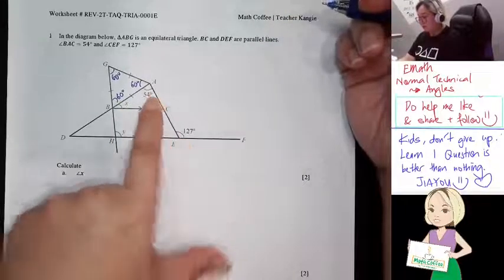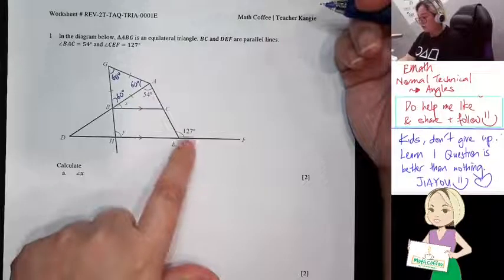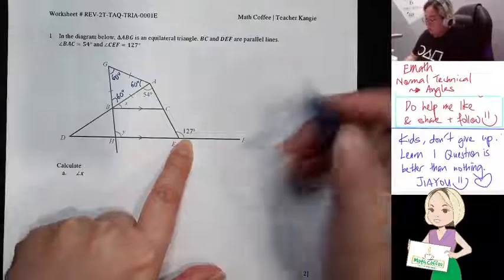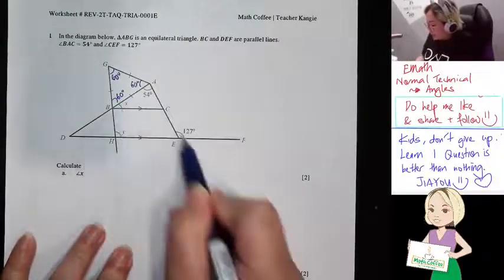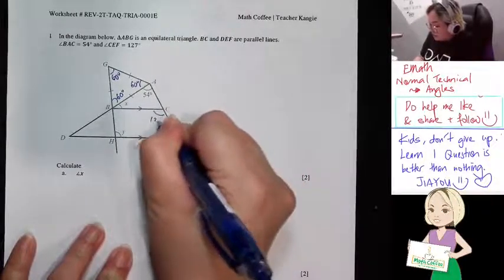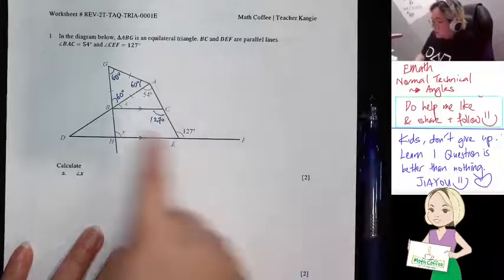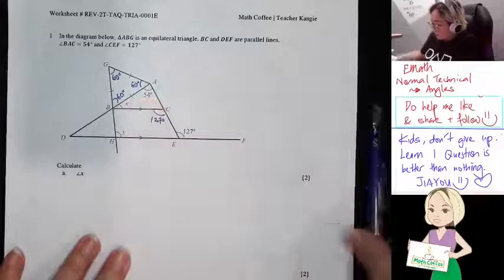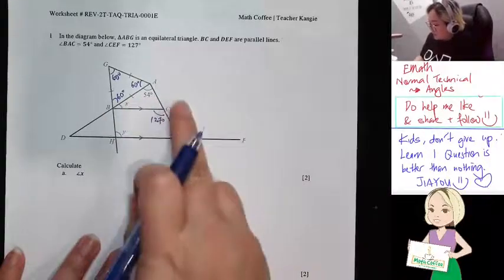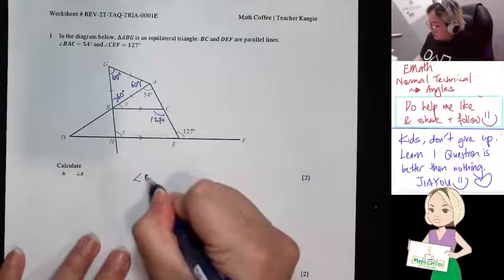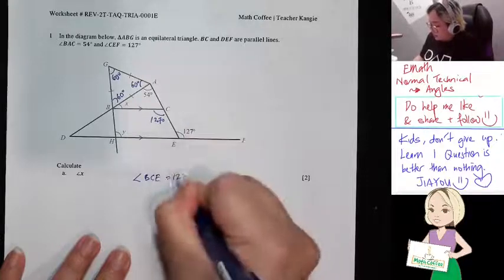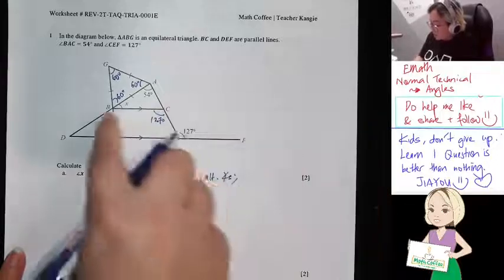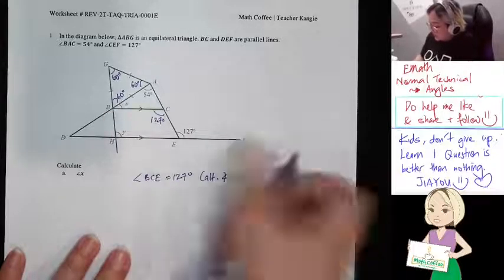54 can't give me much information. I'm going to work with my 127. So here you see Z. So that means this is 127 degree. Only that the Z is a bit big. This is Z, correct? So you will say angle BCE is equals to 127 degree because this is alternate angles. And this is BC parallel with EF.